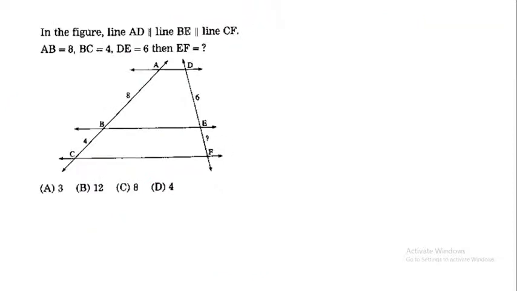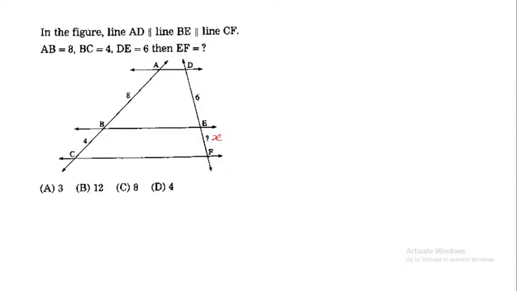And the next question is based on this diagram again. In the figure, line AD is parallel to line BE is parallel to line CF. That means AD, BE and CF are three parallel lines, and as we can see, AC and DF are their transversals. Here the length of segment AB is given to be 8, BC is 4, DE is 6, and from that we have to find EF. Let it be X. What would be the value of EF? That is the question. The four alternatives are 3, 12, 8 and 4.